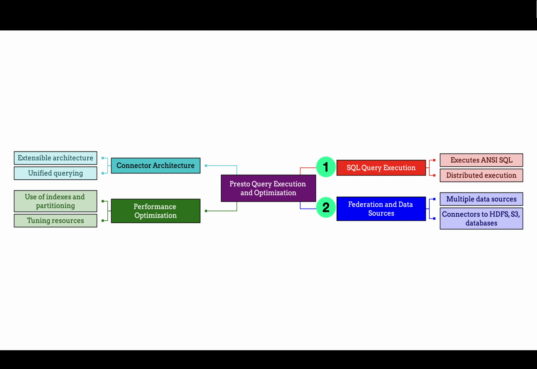2. Federation and data sources. One of Presto's strengths is its ability to query multiple data sources via connectors. It can access data from HDFS, S3, relational databases, NoSQL databases, and others.